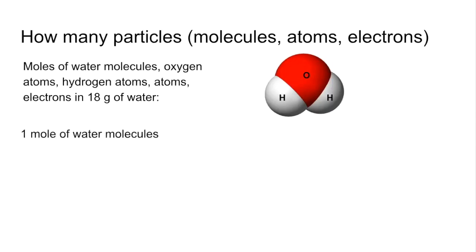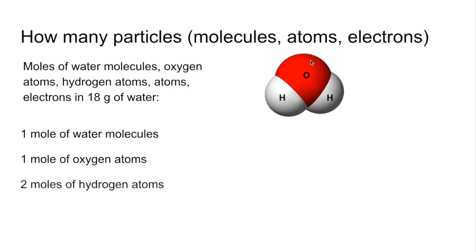water molecules. You'd have 1 mole of oxygen atoms because each molecule contains 1 oxygen atom. You'd have 2 moles of hydrogen atoms because each water molecule has 2 hydrogen atoms. You'd have 3 moles of atoms, so a total of 3 atoms in the molecule. And you'd have 10 moles of electrons because that hydrogen has 1 electron, so does that one, and the oxygen's got 8, so 10 altogether.